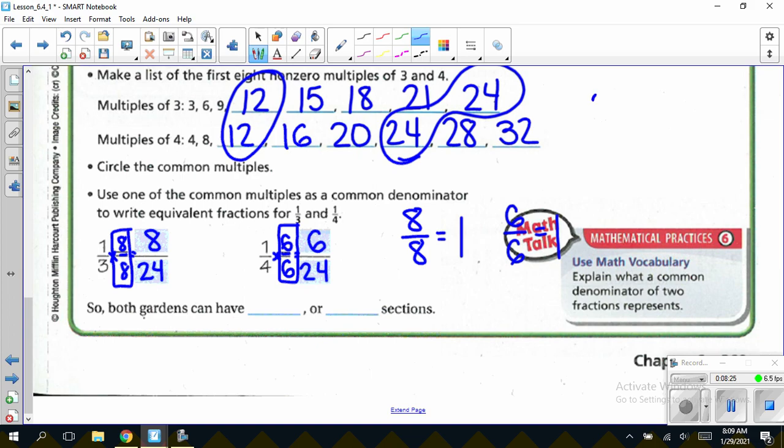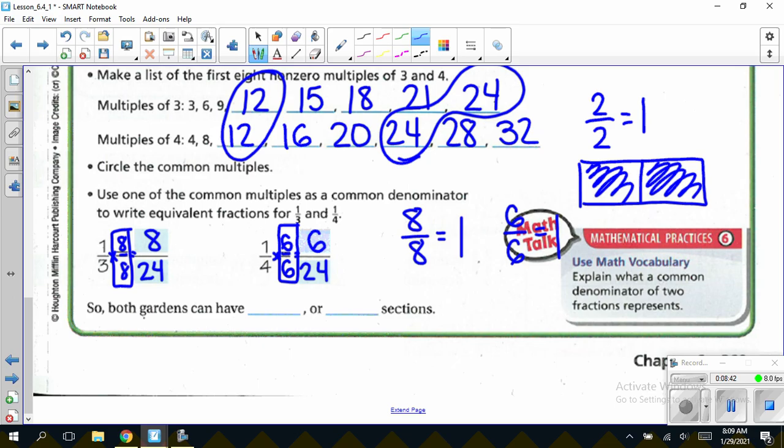If I really wanted to show the picture to make it easy on myself, have that rectangle, split it into 2 equal pieces. The numerator tells me how many of those equal pieces to shade in. So you notice that I did shade in 1 whole rectangle. So that is why we are able to have them be equivalent fractions, because we are essentially multiplying both of those fractions by 1 whole. So we now notice that that garden can either have 12 sections, or if she wanted to make really small sections, she could have 24.